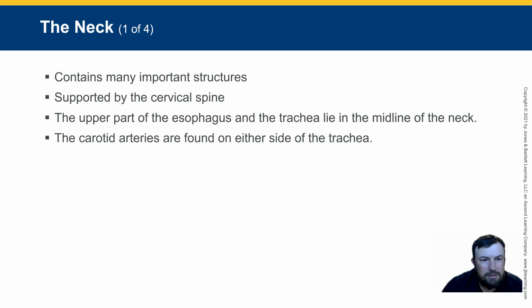The neck contains many important structures, supported by the cervical spine. The upper part of the esophagus and the trachea lie in the midline of the neck, so it's in the middle. It's protected all around. The carotid arteries are found on either side. At this point in class, we've been checking pulses at the carotid arteries. You should be able to identify them pretty simply.